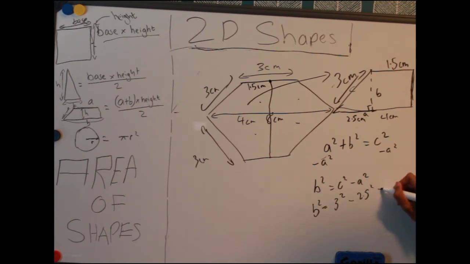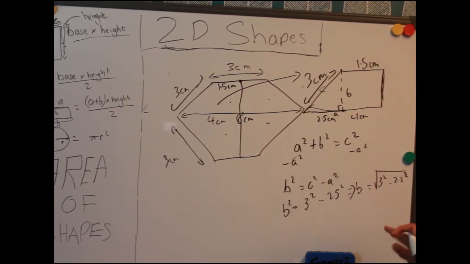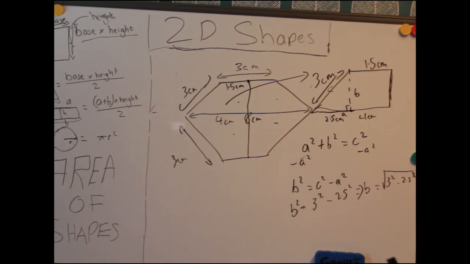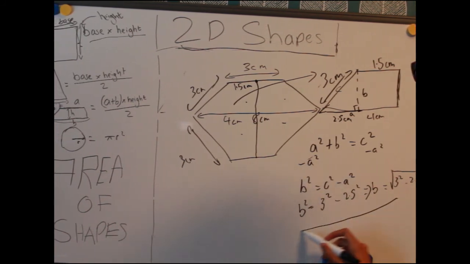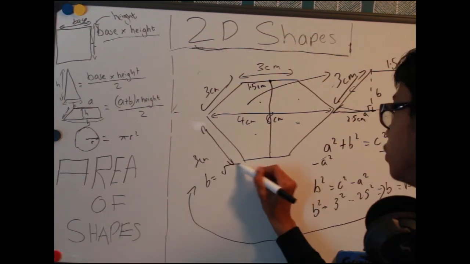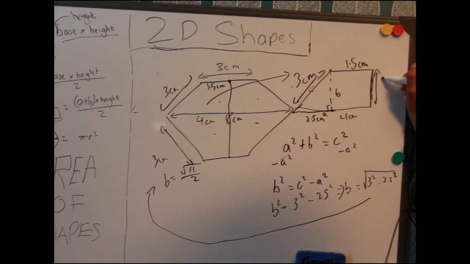Then we can simplify this. We still haven't got what B is because we still have a square here. So what we do is square root both sides. This will lead to the square root of 3 squared minus 2.5 squared. Now this formula comes in really handy with graphs, finding the distance of lines, but we'll come to that in a later video, possibly a much later video. So the answer to that would be root 11 over 2. Now that's what B is. This is the height, root 11 over 2.